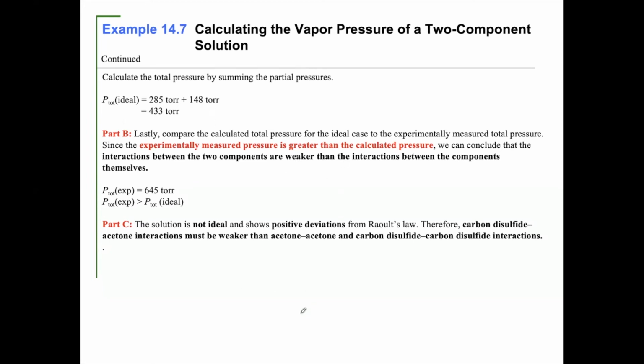Okay, so part C, the solution is not ideal and shows positive deviations from Raoult's law. Therefore, carbon disulfide-acetone interactions must be weaker than acetone-acetone and carbon disulfide-carbon disulfide interactions.